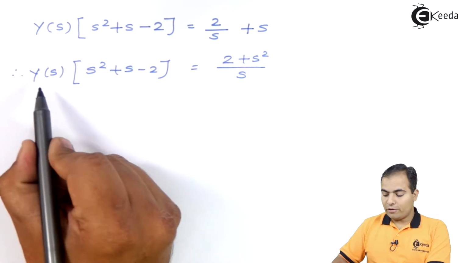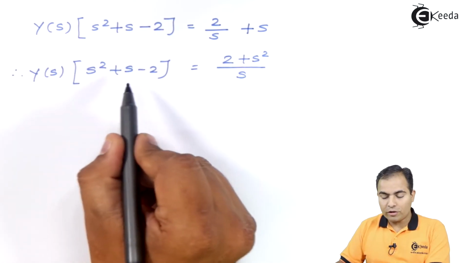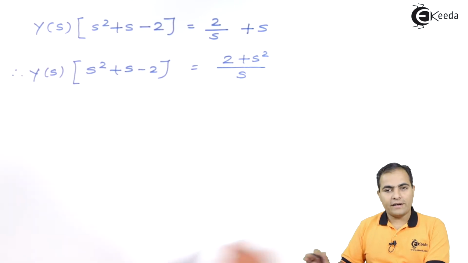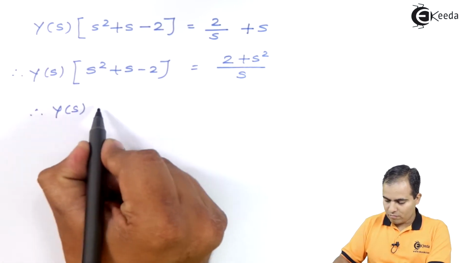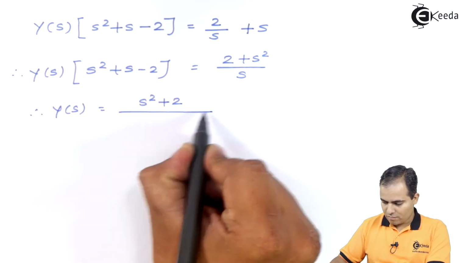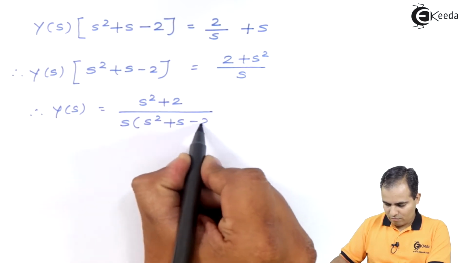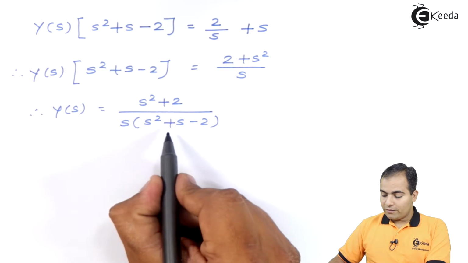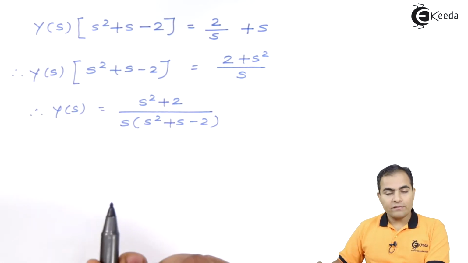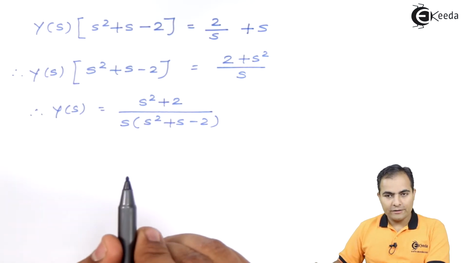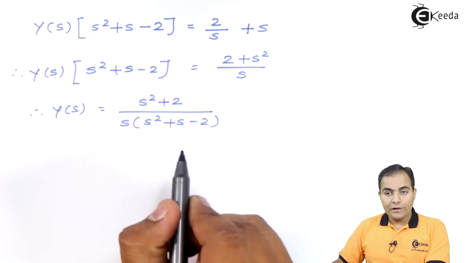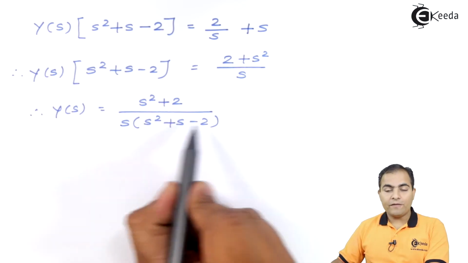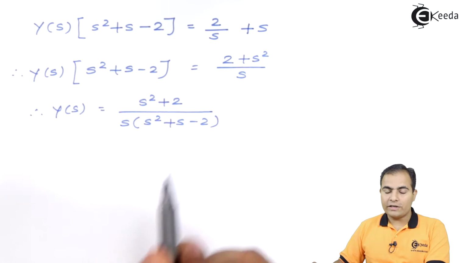Now what we want, I want to calculate y of s, so shift this s square plus s minus 2 to the right hand side. Now what is our next part? We are going to find out a partial fraction because we want y of t. So before moving to partial fraction, we should know the factors of s square plus s minus 2.